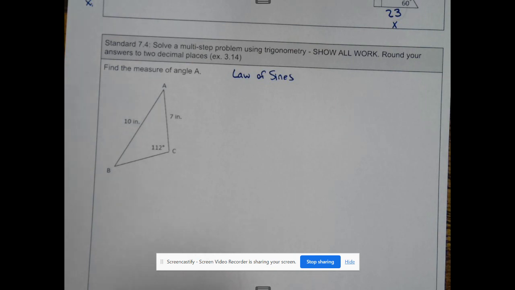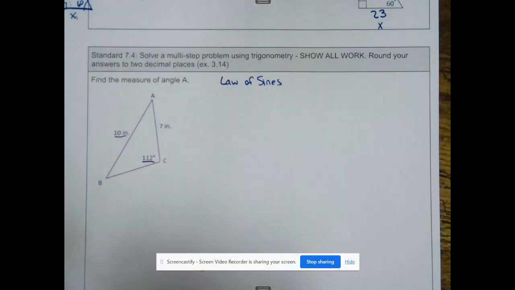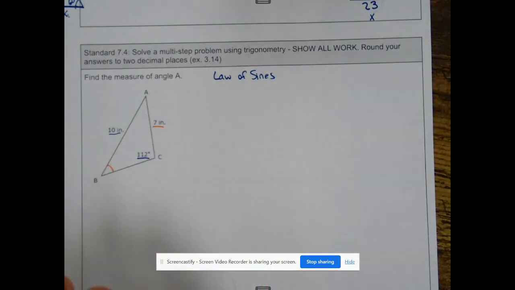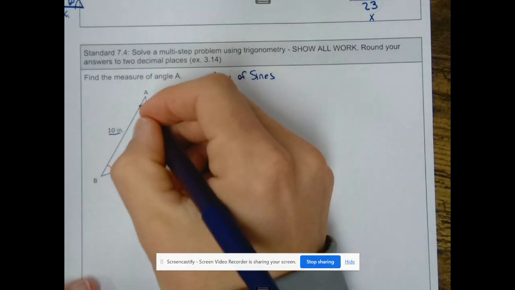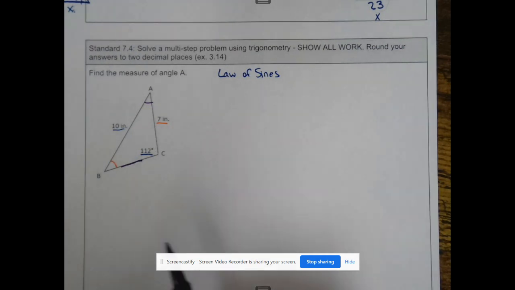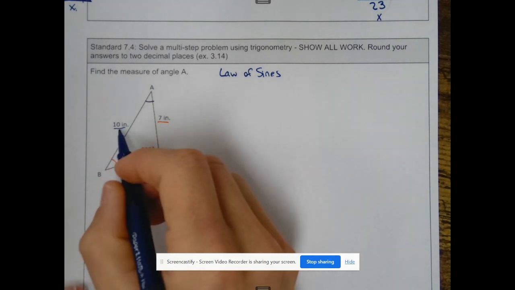Now, the law of sines is all about a side and its opposite angle. So we want to look for side angle pairs. I can see that 10 connects to 112. I can see that this side 7 connects to this side angle B. And angle A connects to this side down here, which I don't know yet. So I can't get to angle A because I don't know that side. But what can I figure out? Well, if I know, let's start with angle C here. I can see C is going to be 112 degrees and 10 inches.